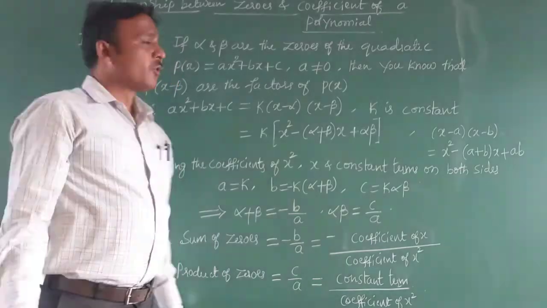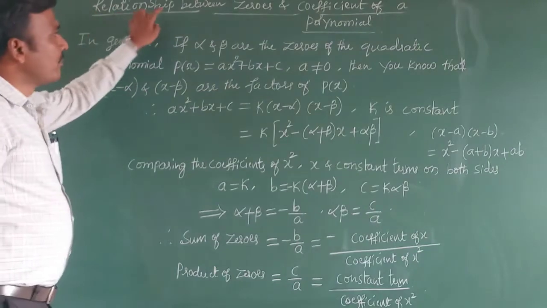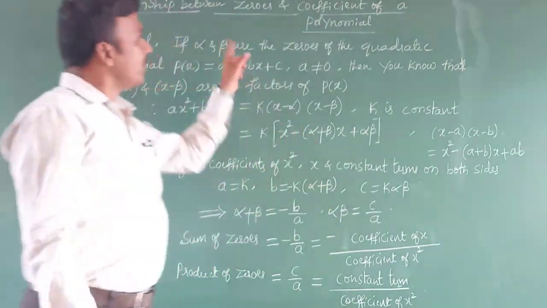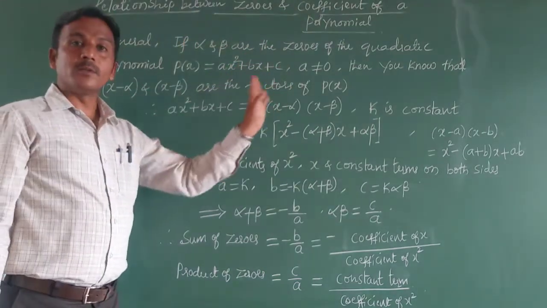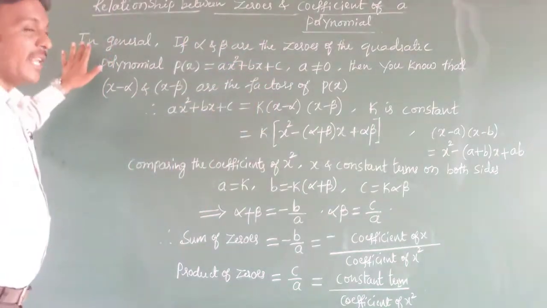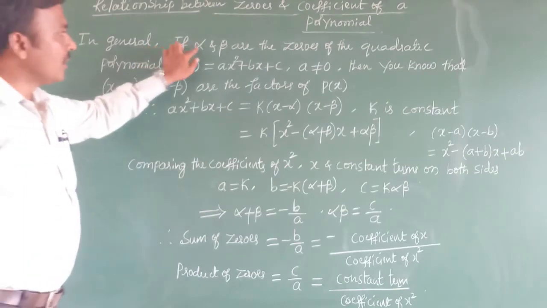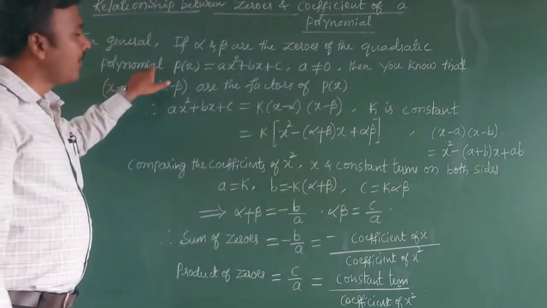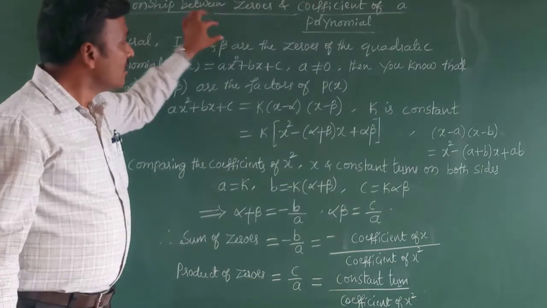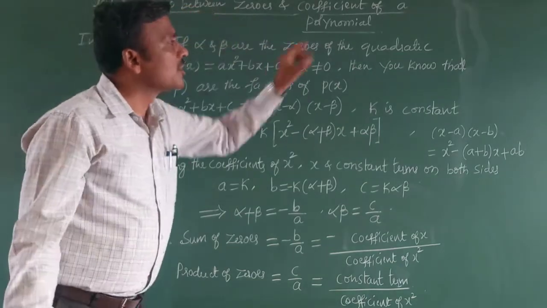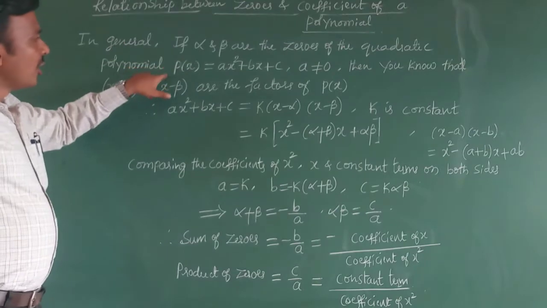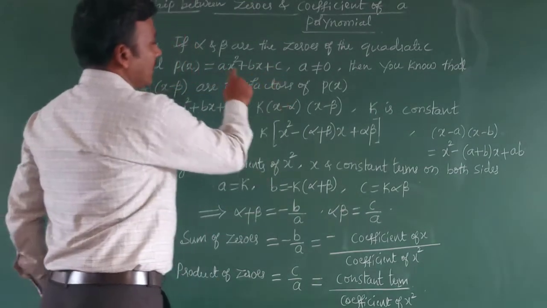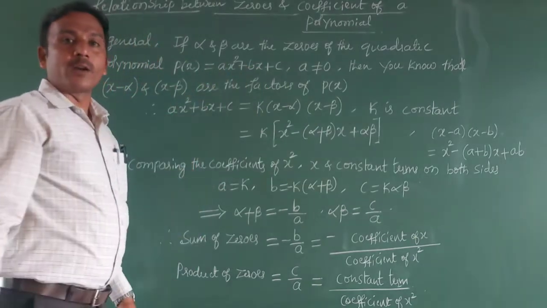Dear students, today I am going to discuss the relationship between zeros and coefficients of a polynomial. What is the relationship between zeros and coefficients of a given polynomial? In general, let alpha and beta be the zeros of the quadratic polynomial p(x) = ax² + bx + c. This is the general form of a quadratic polynomial.